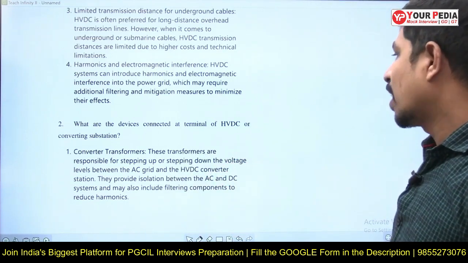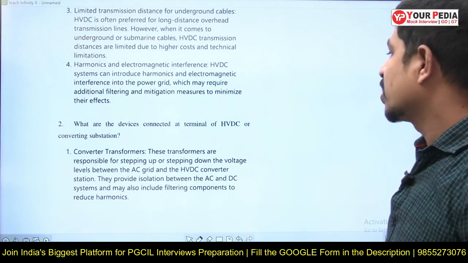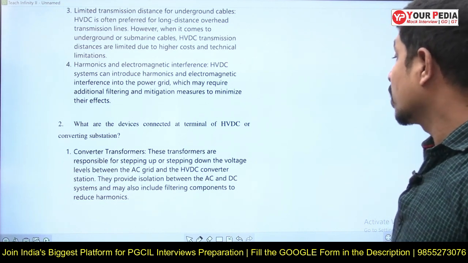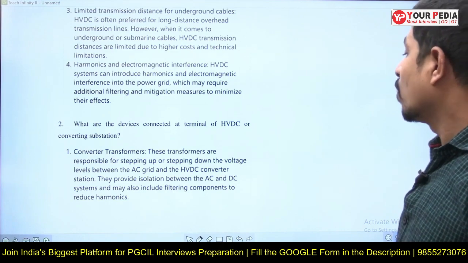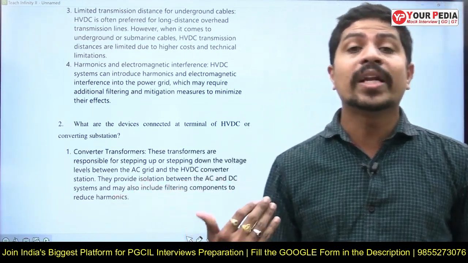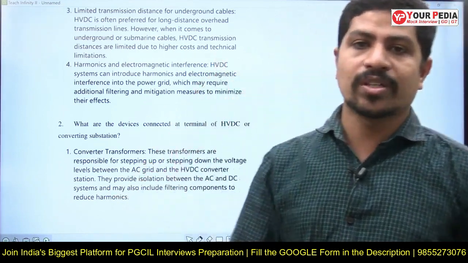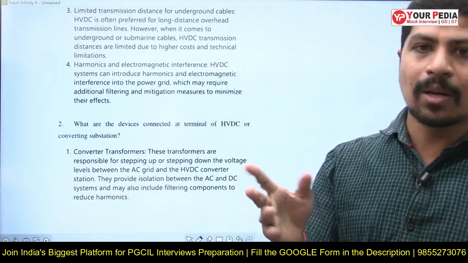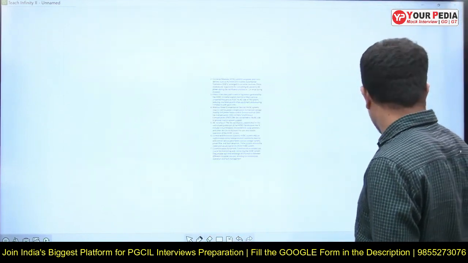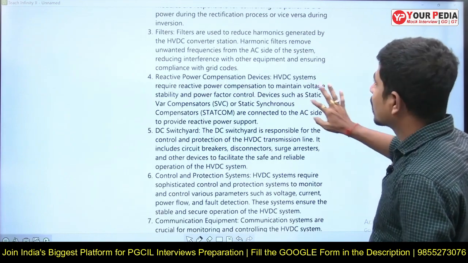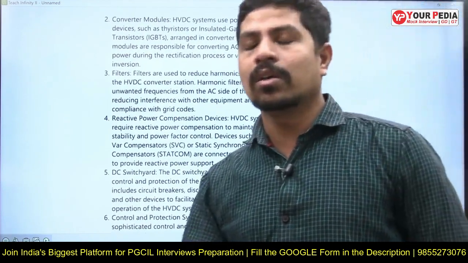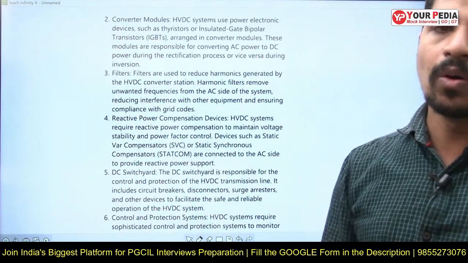Yes, transformers are responsible for stepping up or stepping down the voltage levels between the AC grid and the HVDC converter station. They provide isolation between AC and DC systems and may also include filtering components to reduce harmonics. See, the transformer is performing many tasks. It reduces the harmonics. Yes, it is acting as a coupler between AC and DC, right? That is one advantage. There are many devices, but I told you, the main purpose of a transformer is to step up or step down, right?